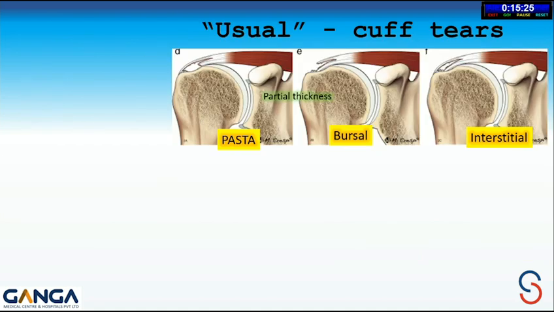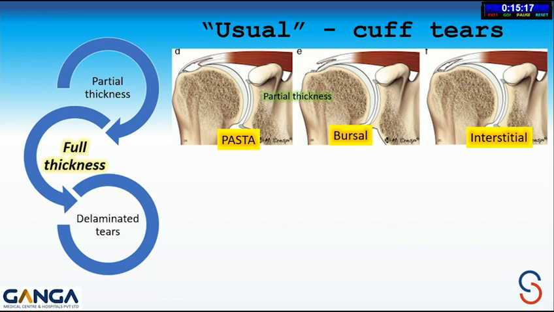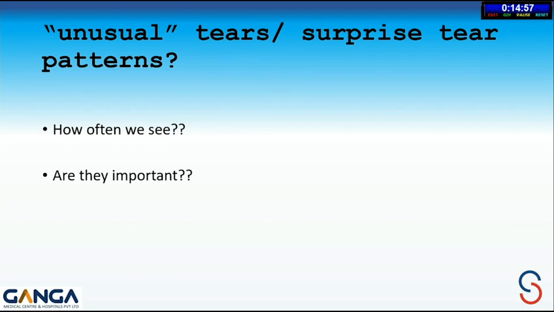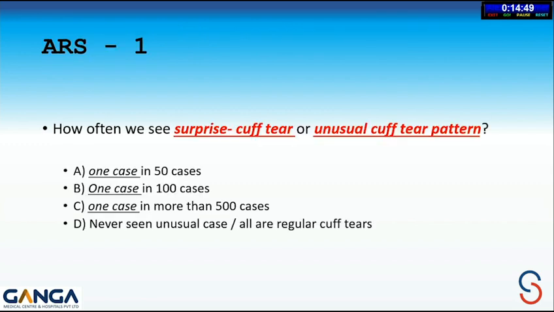In the usual partial cuff tears, we know there is a partial articular surface, partial bursal surface, or interstitial tear, and then the full thickness tear, or the delaminated tears, where the thickness of the cuff is delaminated into the superior layer and the inferior layer. Sometimes the inferior layer is more retracted than the superior, or the superior layer is more retracted, or it is equally retracted. So unusual cuff tears, or surprise tears as we can call them: how often do we see them, and are they important? That is the question.